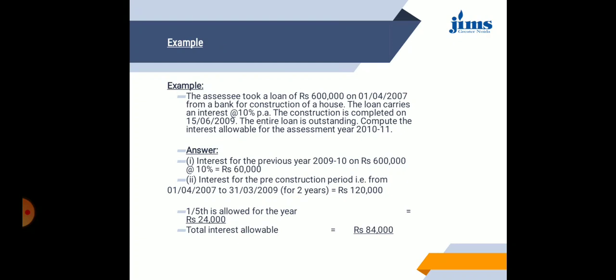60,000. Then the interest for the pre-construction period from 1st April 2007 to 31st March 2009, that is 2 years, will be 1,20,000. Then 1/5th of it, as it is allowed in 5 successive financial years, so for this year 24,000 will be allowed. So, the total interest allowable will be 84,000.